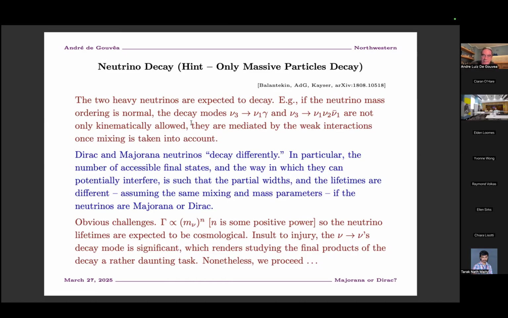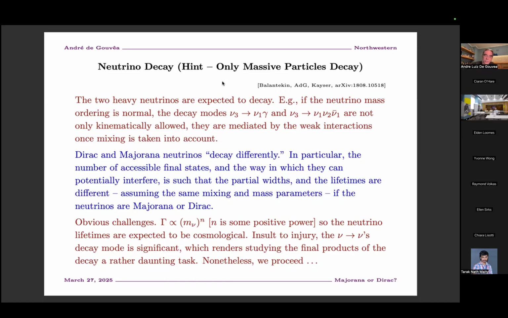Now, the message I want to leave you with is that if the neutrinos are Dirac fermions or Majorana fermions, they will decay differently. And they decay differently in different ways. One way that turns out to be kind of boring is that if you knew everything about the neutrino mixing parameters and the neutrino masses, the partial widths for the decays would be different if the neutrinos are Majorana or Dirac. What I want to point out is that the kinematics of the decay is also different.